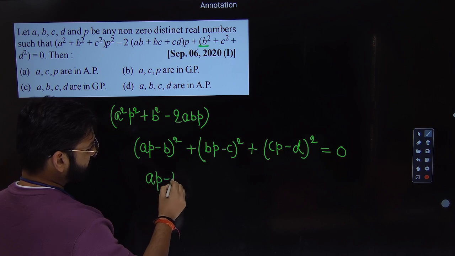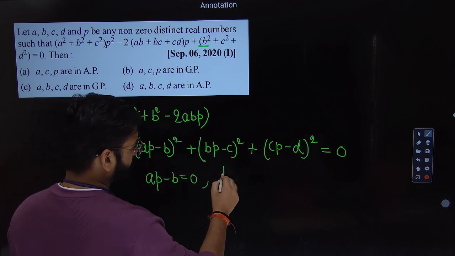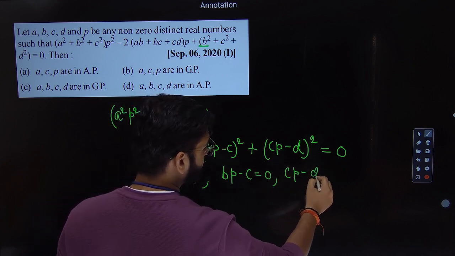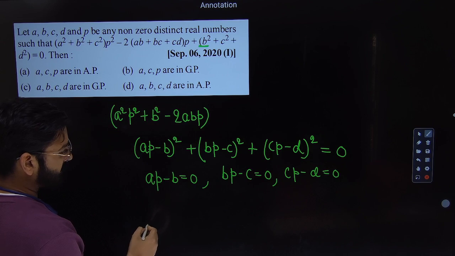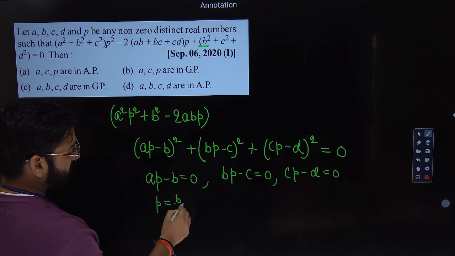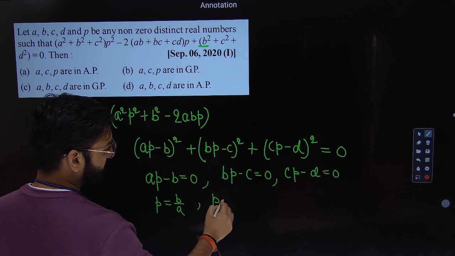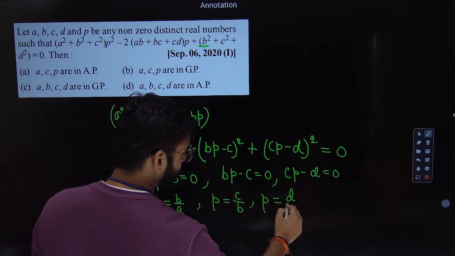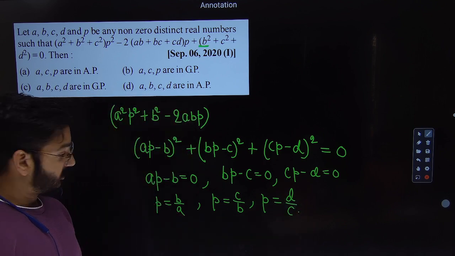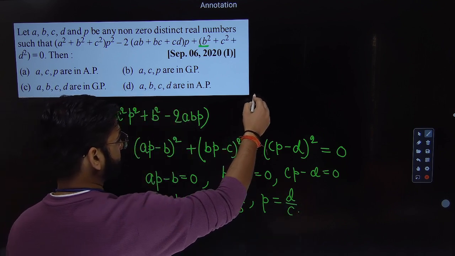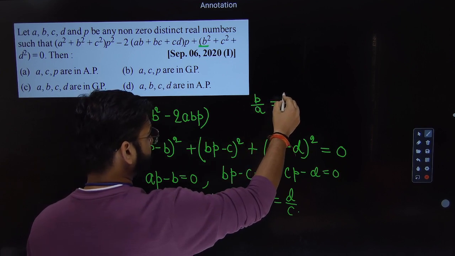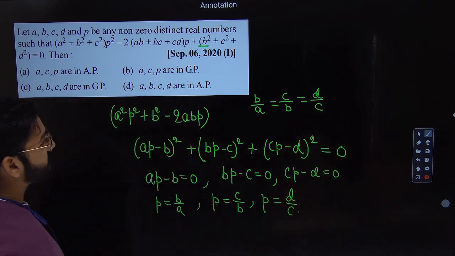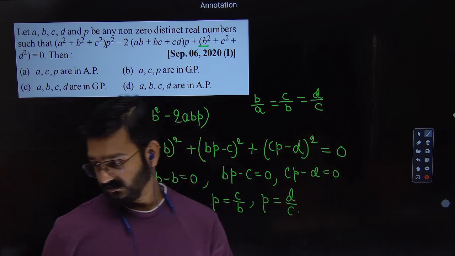So AP minus B equal to 0, BP minus C equal to 0, and CP minus D equal to 0. So from here, what can you write? P equal to B by A, P equal to C by B, P equal to D by C. So can I equate all three? So B by A is equal to C by B is equal to D by C. It means A, B, C, D are in what? GP.